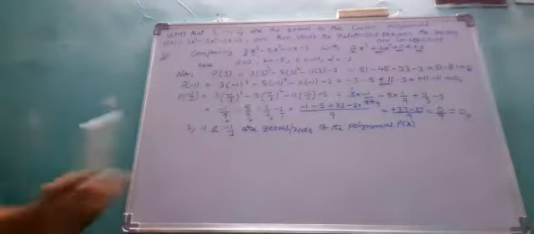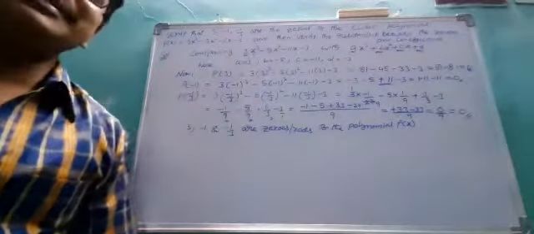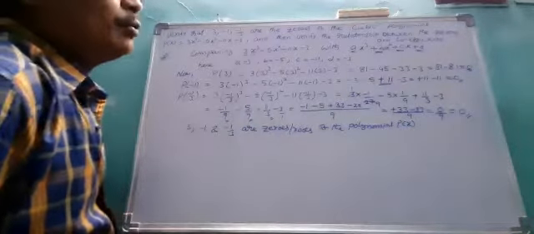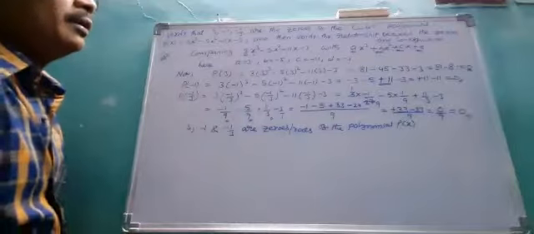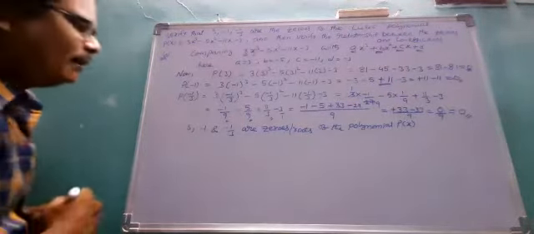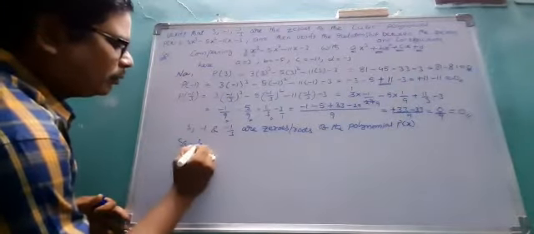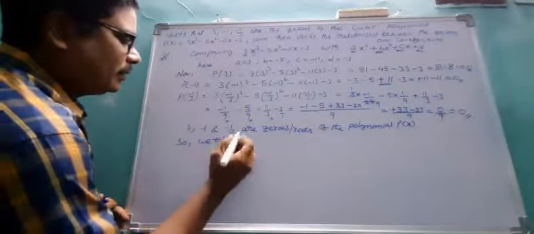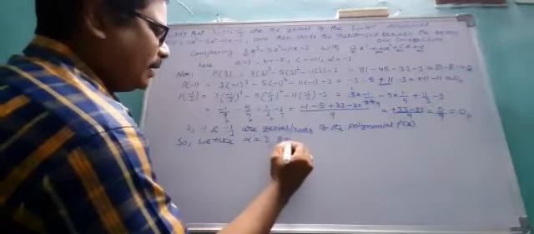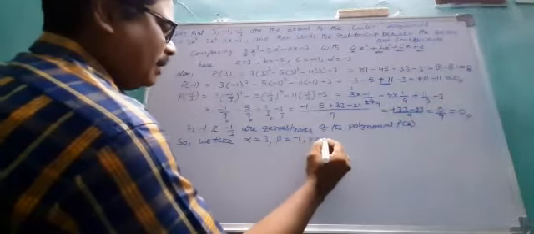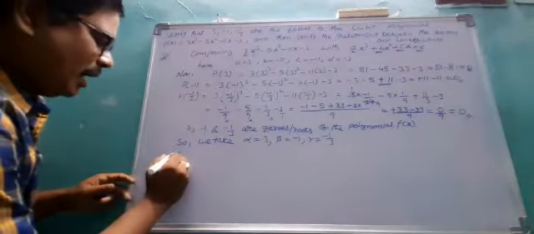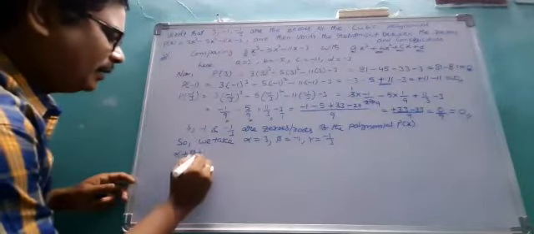Okay, now verify the relationship between zeros and coefficients. Already you know the relation between zeros and coefficients from our previous video. What is that? Now you take such zeros, alpha, beta, gamma. So we take these zeros: alpha equal to 3, beta equal to minus 1 and gamma equal to minus 1 by 3. Now verify it.